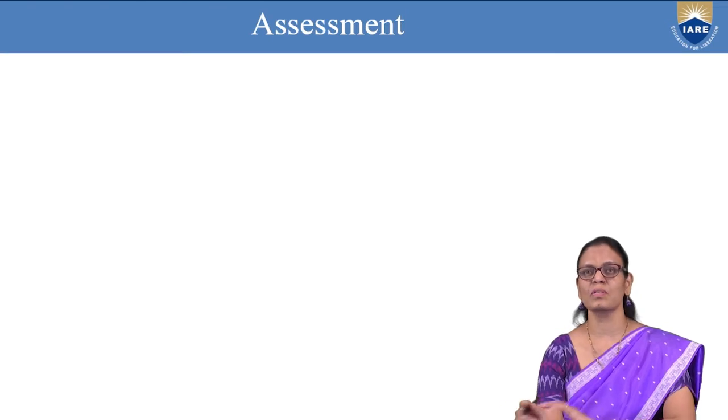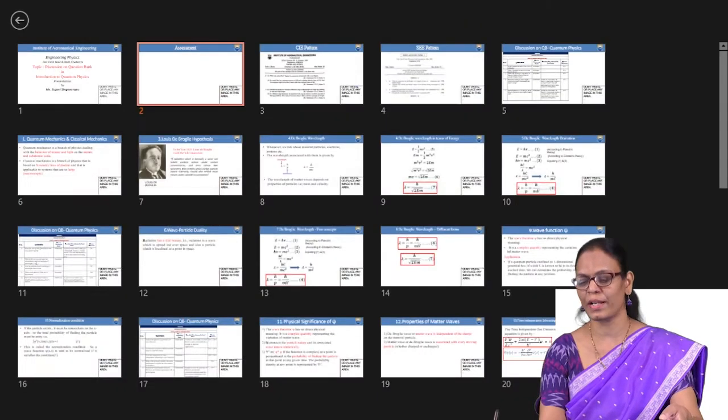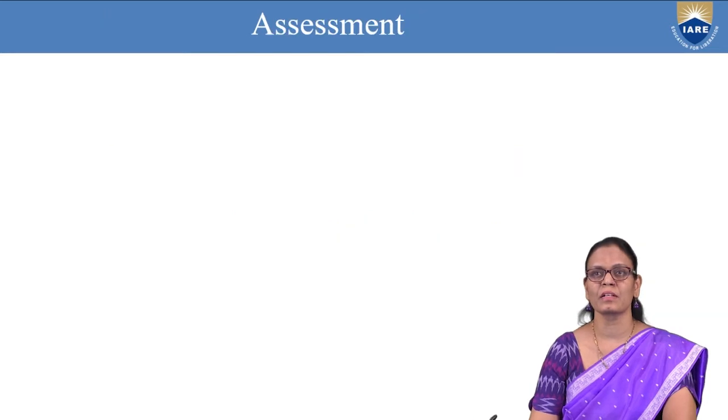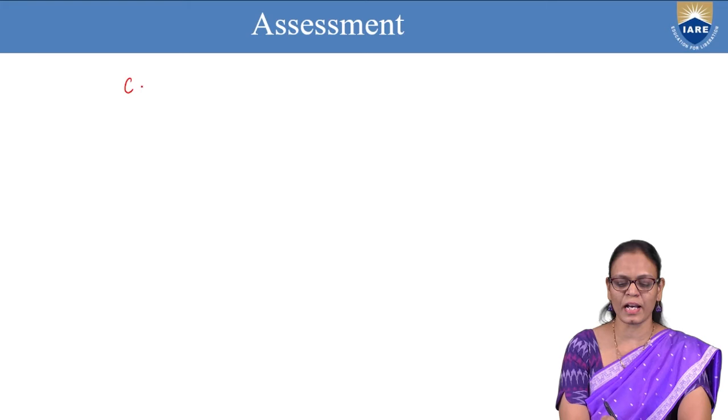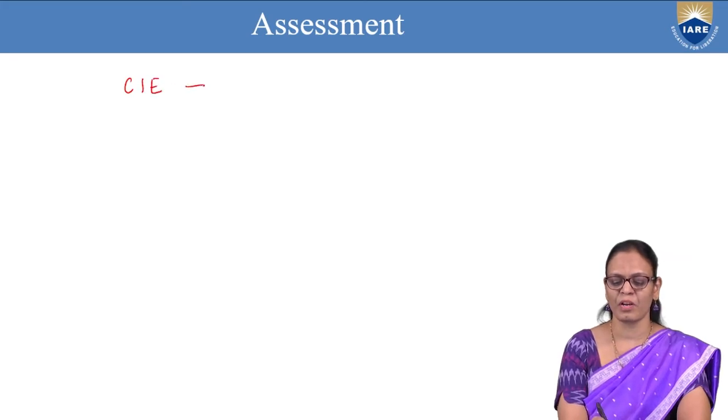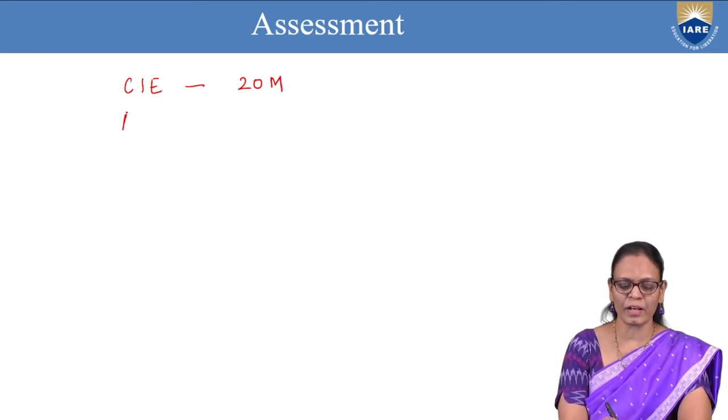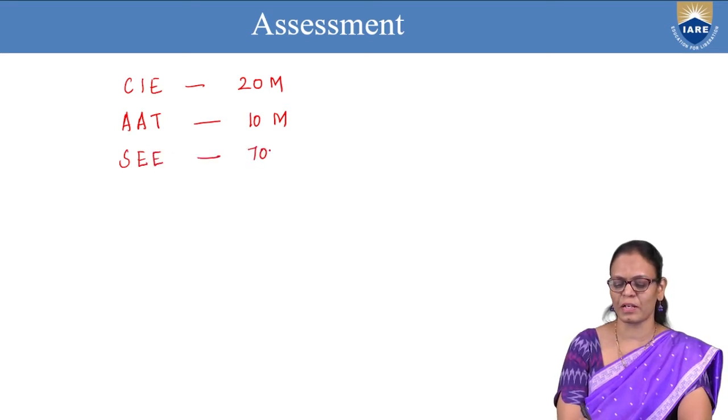In this course, we have the assessment divided into 3 parts. First one is CIE, which will be for 20 marks. Then we have AAT for 10 marks. And then we have SEE for 70 marks. And the total put together is for 100 marks.